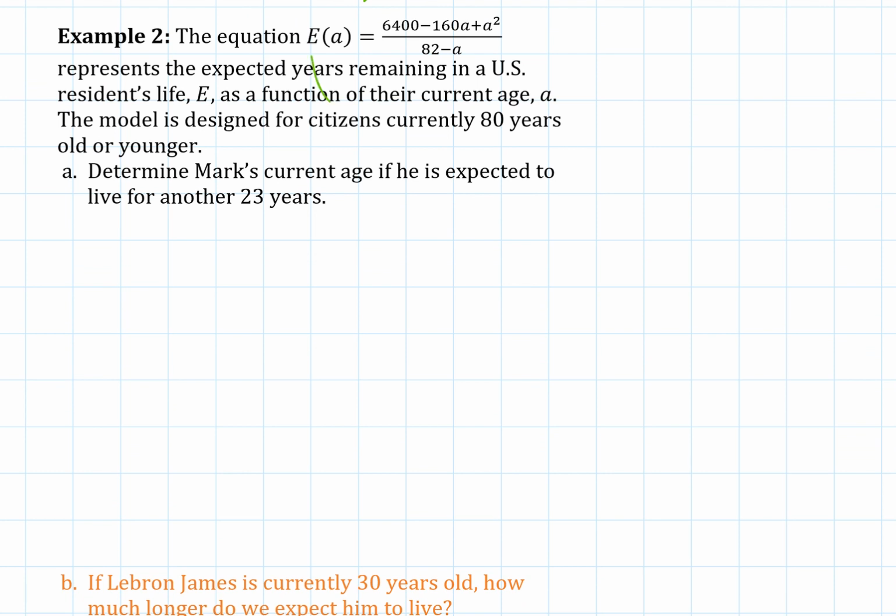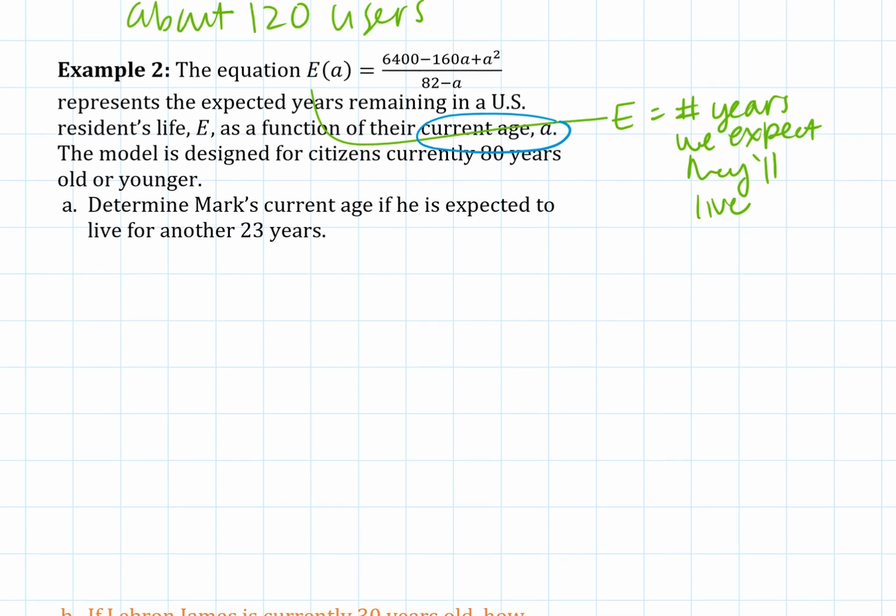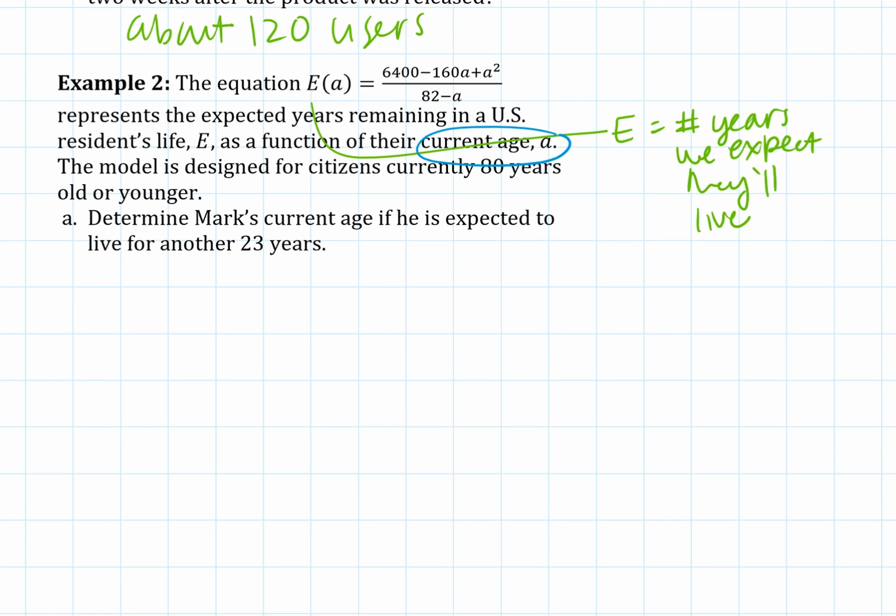Okay, next example. The equation E of A represents the expected years remaining of a resident's life. So E is the number of extra years we expect they'll live, and A is their current age. The model is designed for citizens currently 80 years old or younger. Determine his current age if he's expected to live for another 23 years. Expected, so this would be your E value.